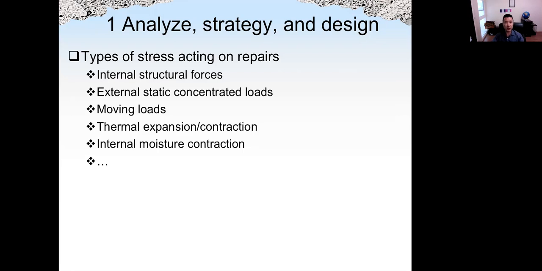So there are potentially many different types of stresses that could act on repair and existing materials, including again internal structure forces, external static concentrated loads, the moving load, thermal expansion and contraction due to temperature gradient, due to dry shrinkage, and other types of shrinkage.